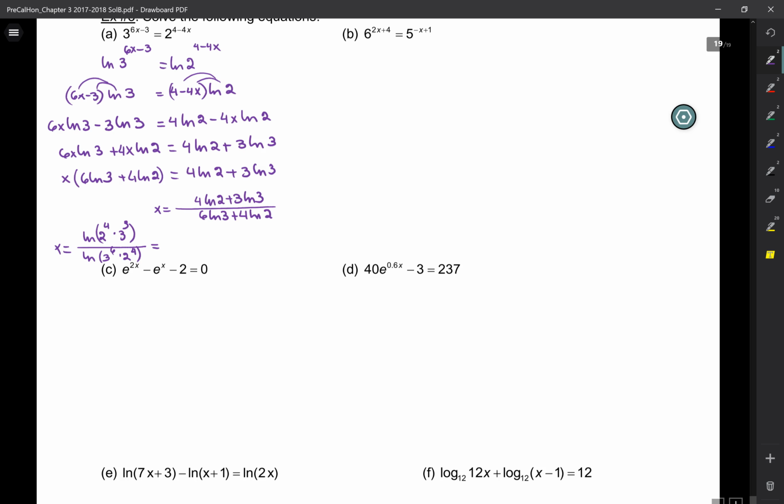So now let's see, what is 2 to the 4 times 3 cubed? So 16 times 27. How much is that? What do you think? How much? 432. And on the bottom, what is that? ln of what? What's 3 to the 6 times 16? That's too big a number. We'll leave it like this.